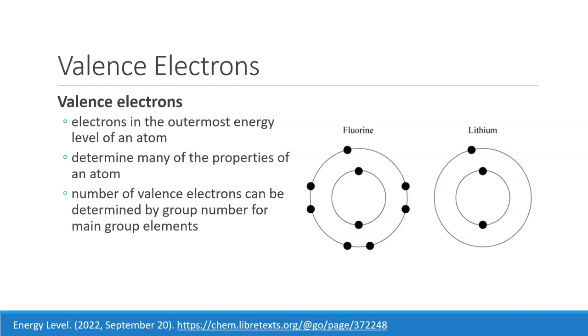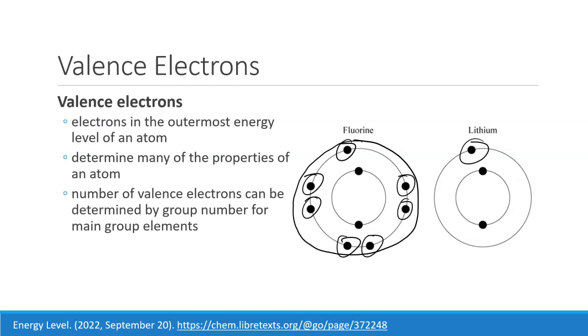The last topic in this section is valence electrons. Now, valence electrons are those special electrons that are in the outermost shell or outermost energy level of an atom. Okay, so in fluorine, that would be the electrons on the outside. And for lithium, it's the electrons also on the outside of that shell. The valence electrons can determine many of the properties of atoms, so knowing the number of valence electrons can be extremely important for each element.